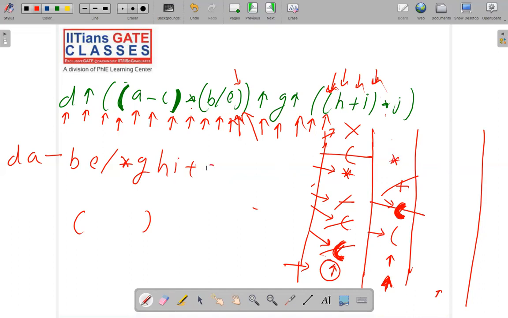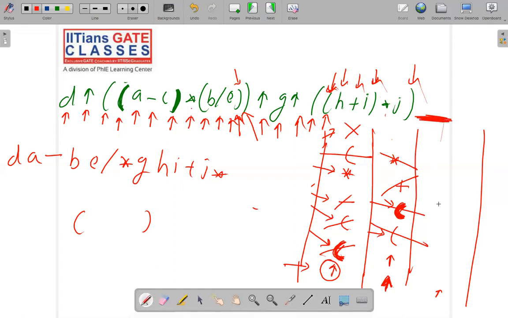Then J comes up. We print J. Then the end of the brace comes. Now we pop until we find the start of the brace. Okay, so we pop star, print here. We pop the start of the brace. That's it. Now there's nothing after this end of brace.